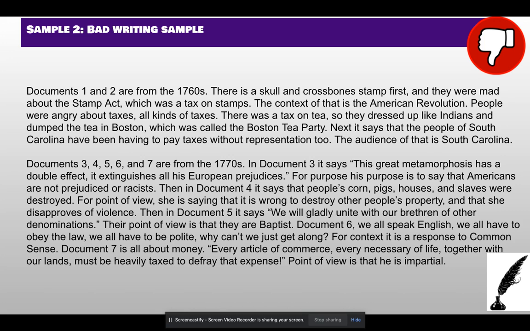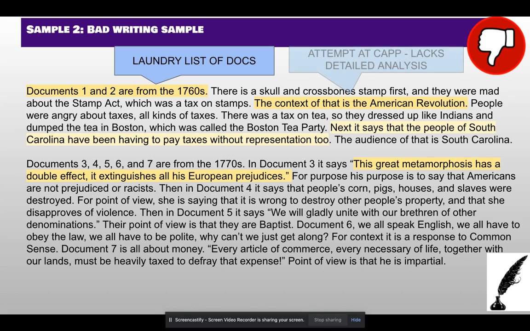Okay, I want you to pause and check out this not so great sample and see how it's different. All right, welcome back. Here's what this one did that was not awesome. First and foremost, it creates a laundry list of documents, in addition to the fact that none of these are cited correctly. You need to do in-text citations and then parenthetical notations.